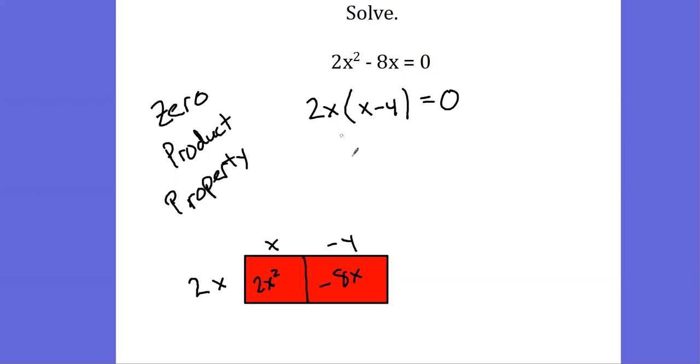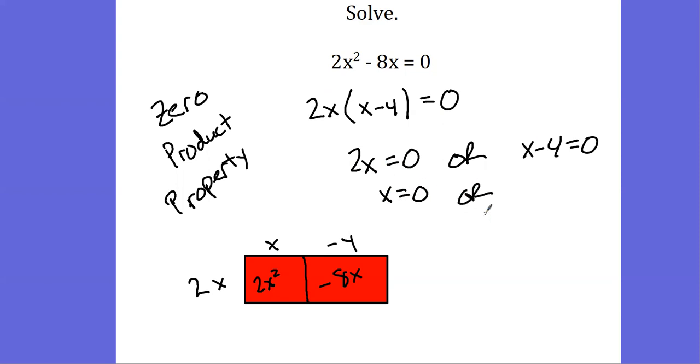Either the first factor is 0, so you need to find out when does 2x equal 0, or your second factor is 0. And solving these equations, 2 times what would give me 0, or divide both sides by 2, this would be 0. So there's one solution, and x minus 4 equals 0 would give me x equals 4. And there are my two solutions.